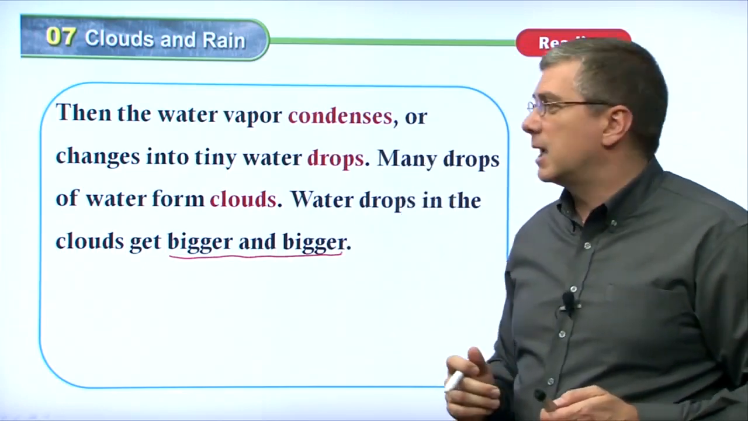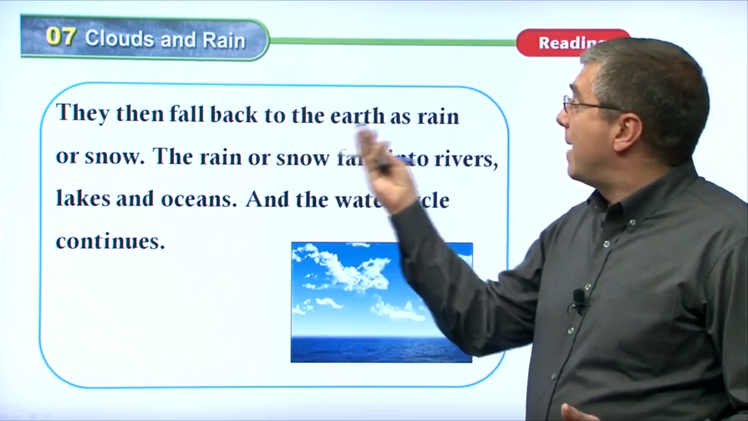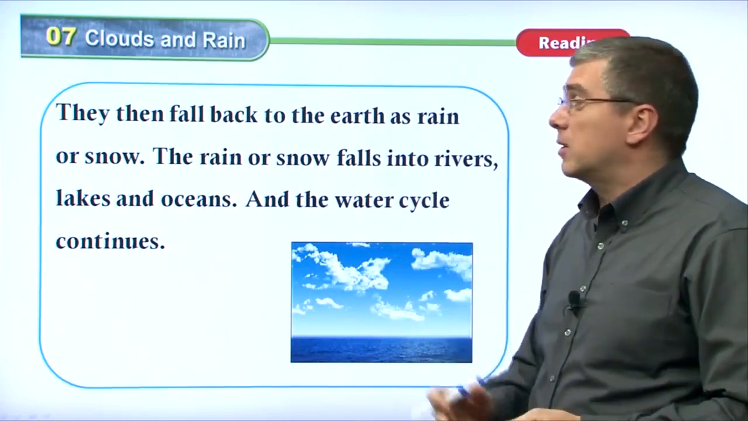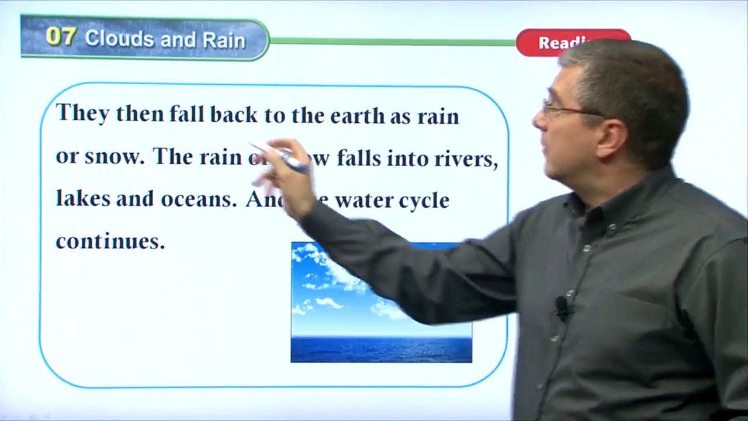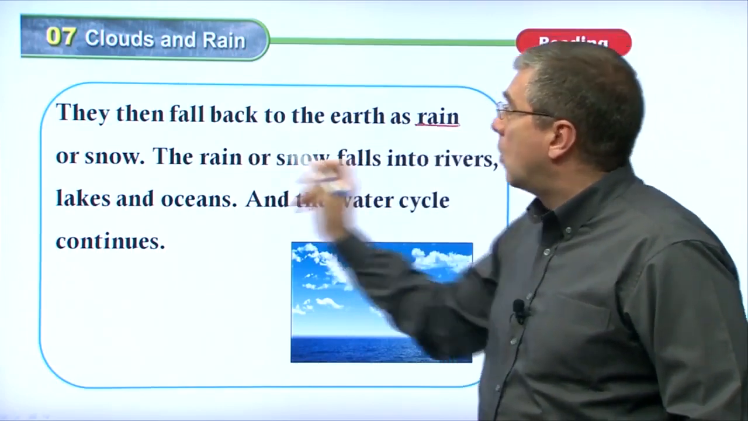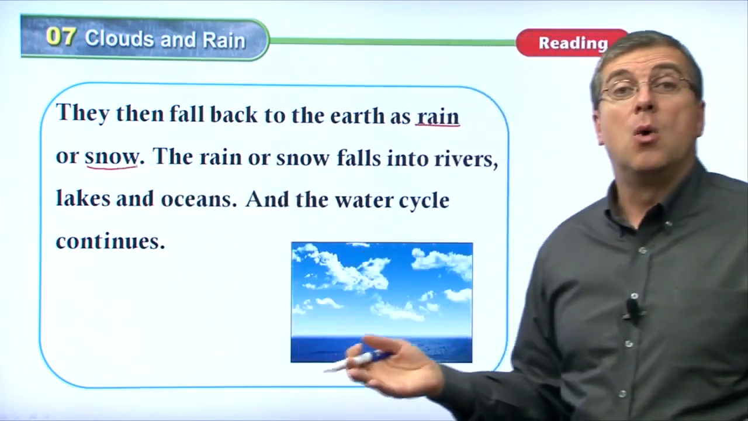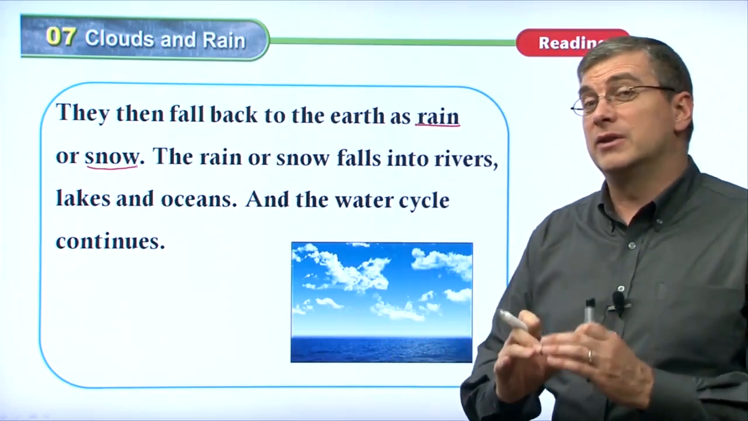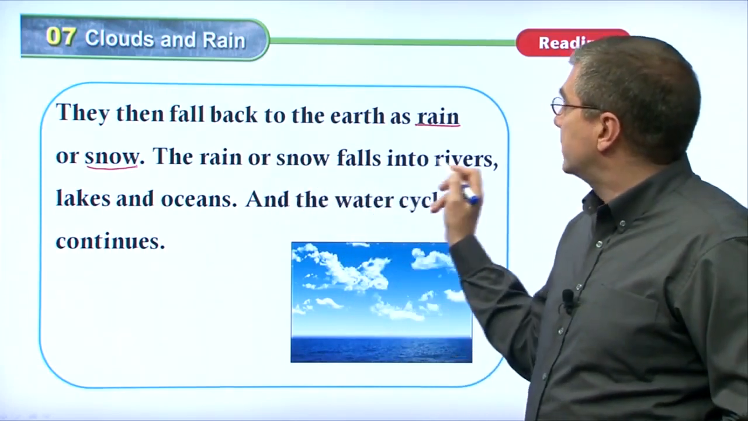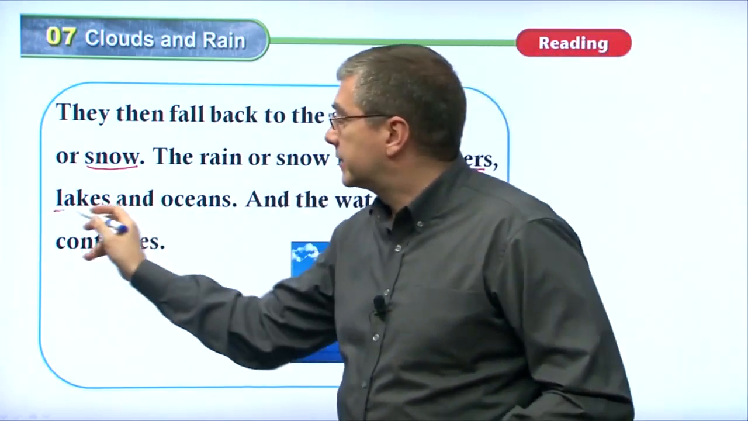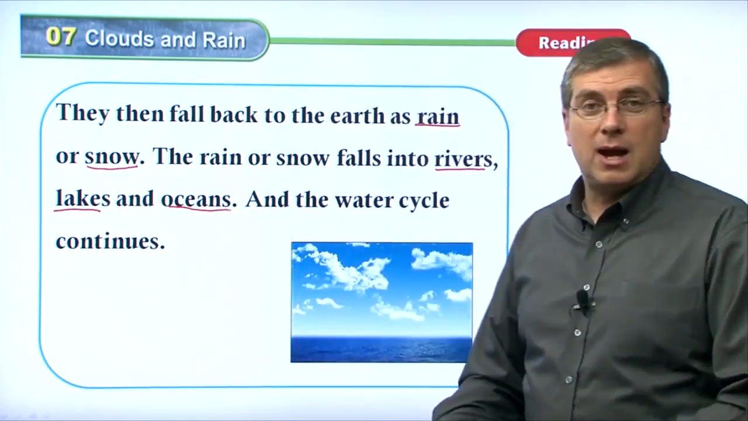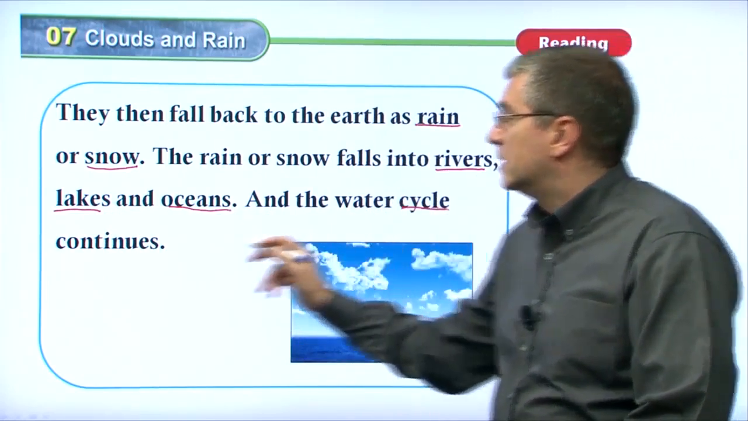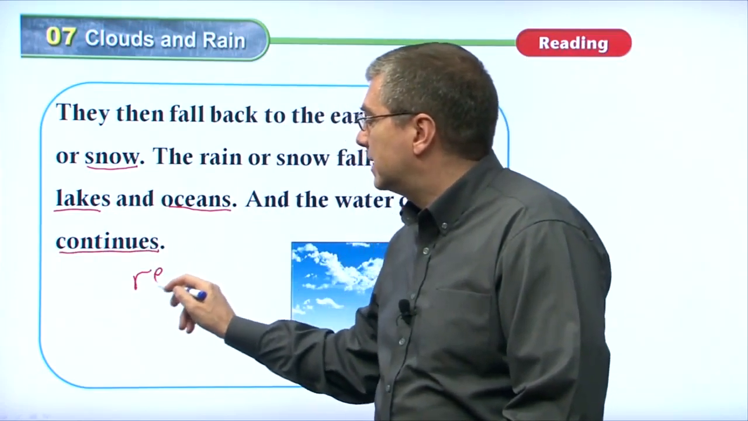What happens when they grow in size? Okay, what happens? They fall back to the earth as rain or snow. So those drops are getting heavier and heavier, so they have to fall back to the earth. They can't stay in the air. They're too heavy. They fall back to the earth as rain or as snow, depending on how warm or cold it is. If it's warm, it will fall down as rain. If it's cold, it will fall down as snow. So the rain or snow falls into rivers, lakes, and oceans, back down to the ground. Now it's back in the ground, right? What happens? The water cycle continues. So the cycle continues. It repeats itself.